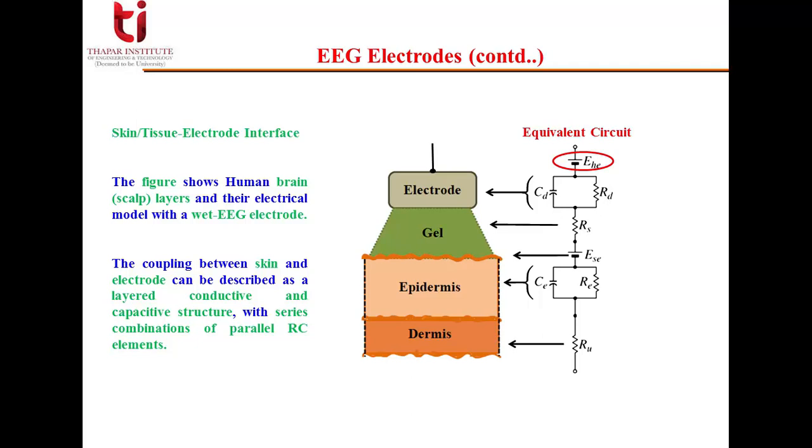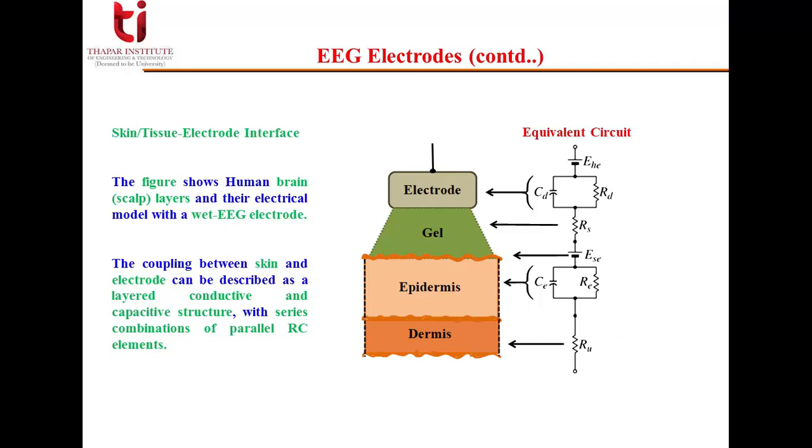Here, RD and CD represent the coupling between the electrode and the scalp. If you talk about REC, it represents the impedance mainly associated with the electrode electrolyte interface, and ESE is the polarization at this interface. RU is the resistance in series modeling the internal layers.